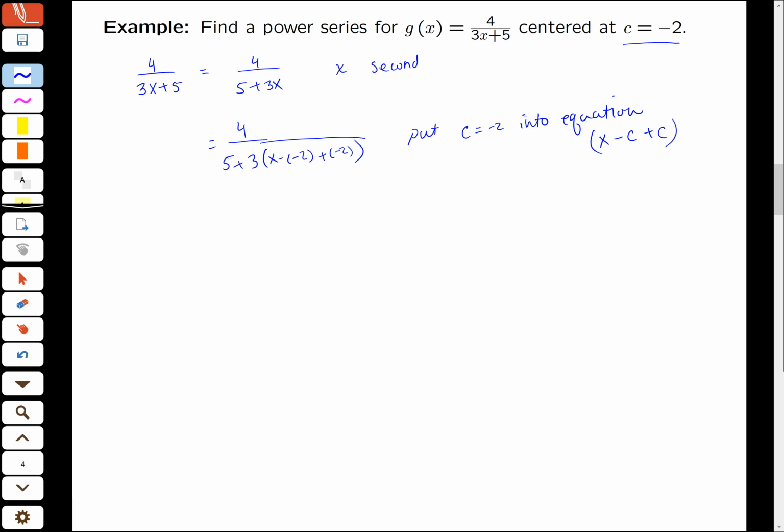Now what we're going to do is group the first two terms together because that's my x minus c. And I'm going to take the second one outside. And when I take it outside, I have to multiply it by that 3 right there. So this becomes 4 over 5 plus 3 times x minus a minus 2. And then I have plus 3 times that minus 2. Simplify this. What is 3 times a minus 2? Negative 6. Negative 6 plus 5? Negative 1. So I have negative 1 plus 3 times, and now that becomes an x plus 2.